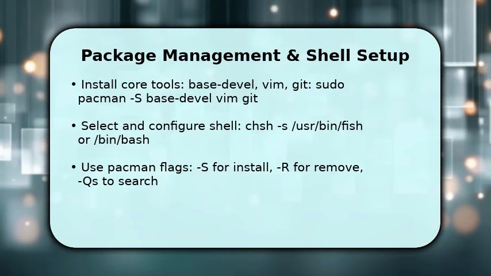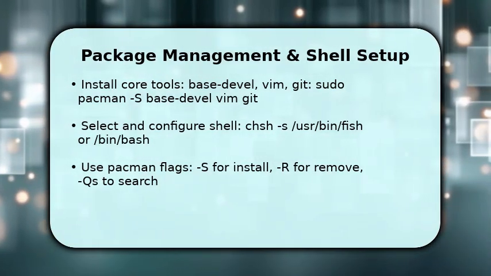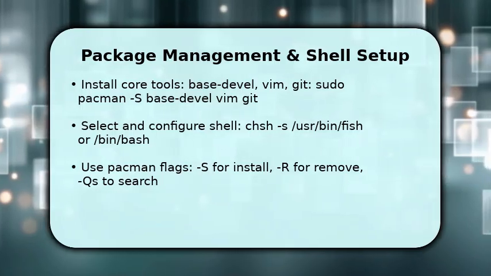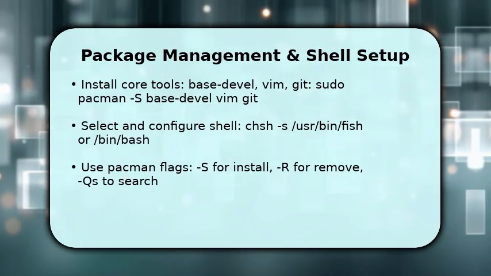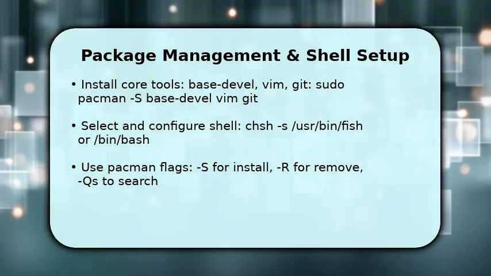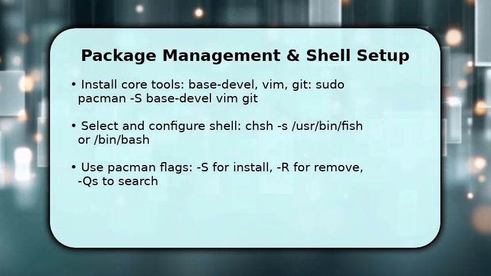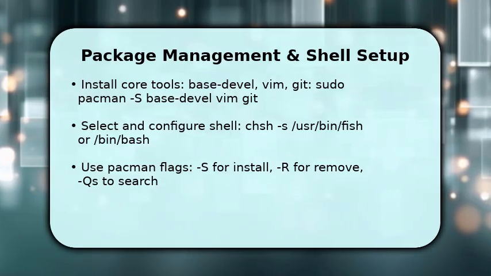You now manage packages and set your interactive environment. Install essential tools with sudo pacman -S base-devel vim git. This provides compilers, editor, and version control. Once installed, pick a shell and change it with chsh -s /usr/bin/fish or chsh -s /bin/bash because the shell shapes your workflow.